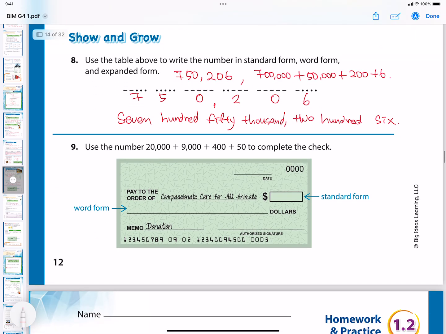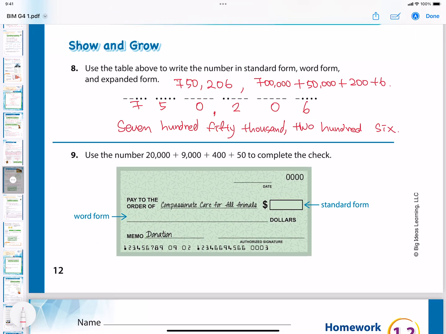All right, number 9. Yes, this is what I said. When your mom or dad or even your grandma or grandpa use this check, they need to use this word form. If you don't know how to write this number in word form, sadly you're not going to be able to use the check. So you better know how to use this word form.